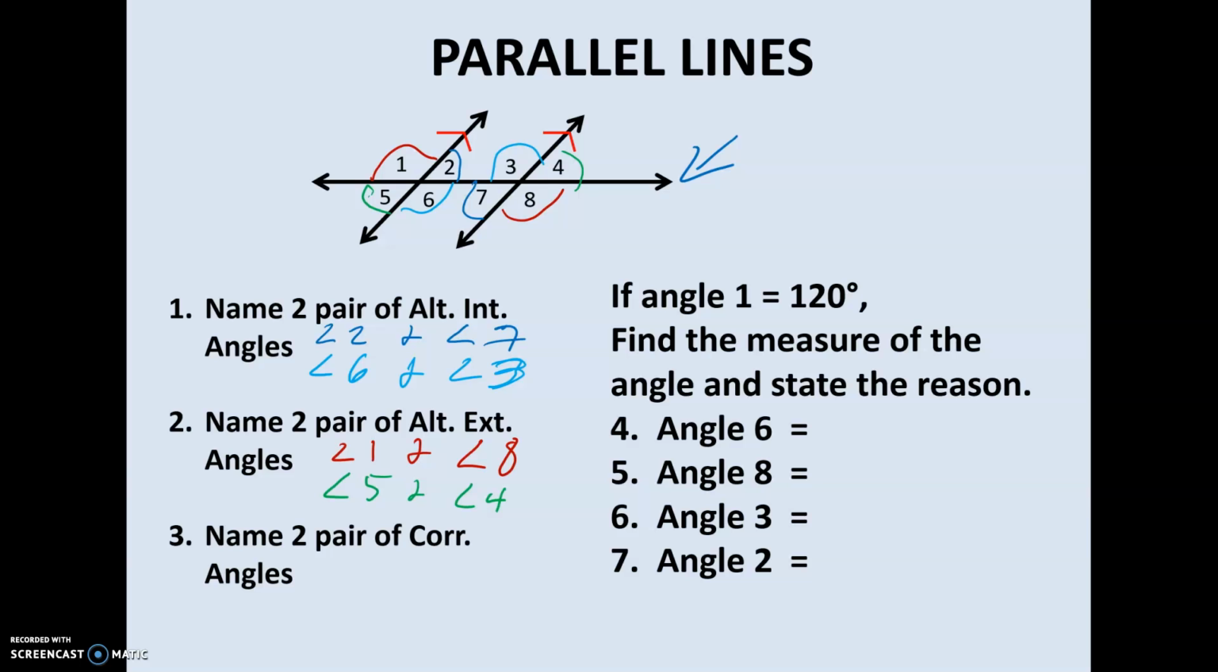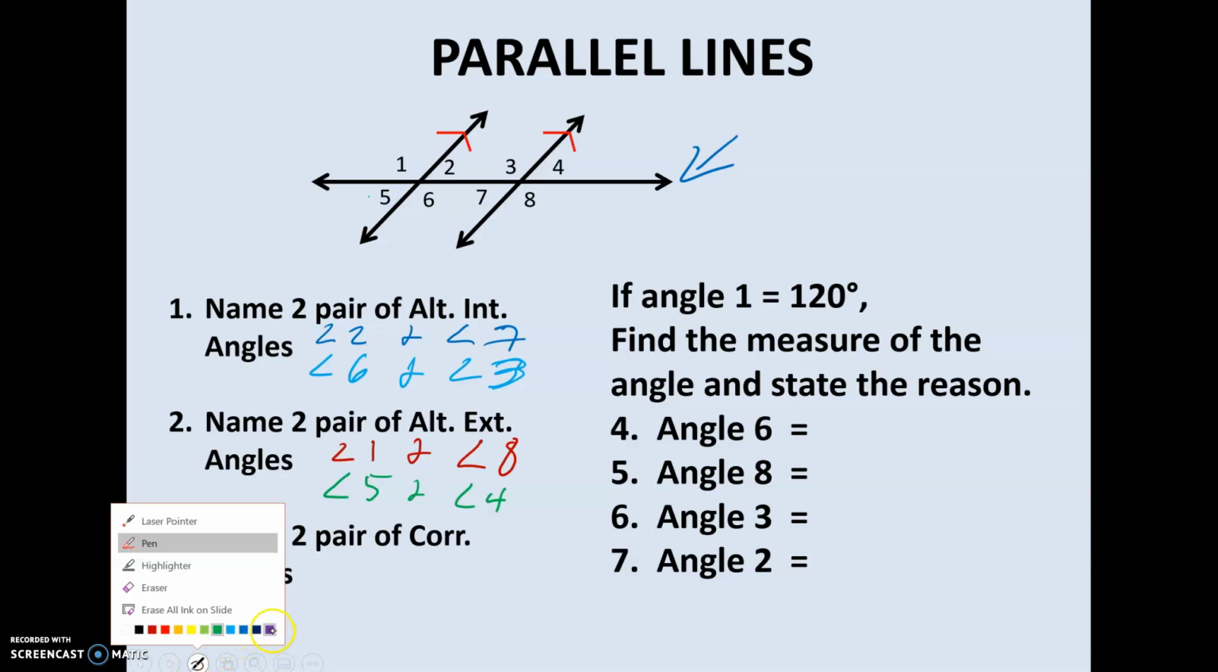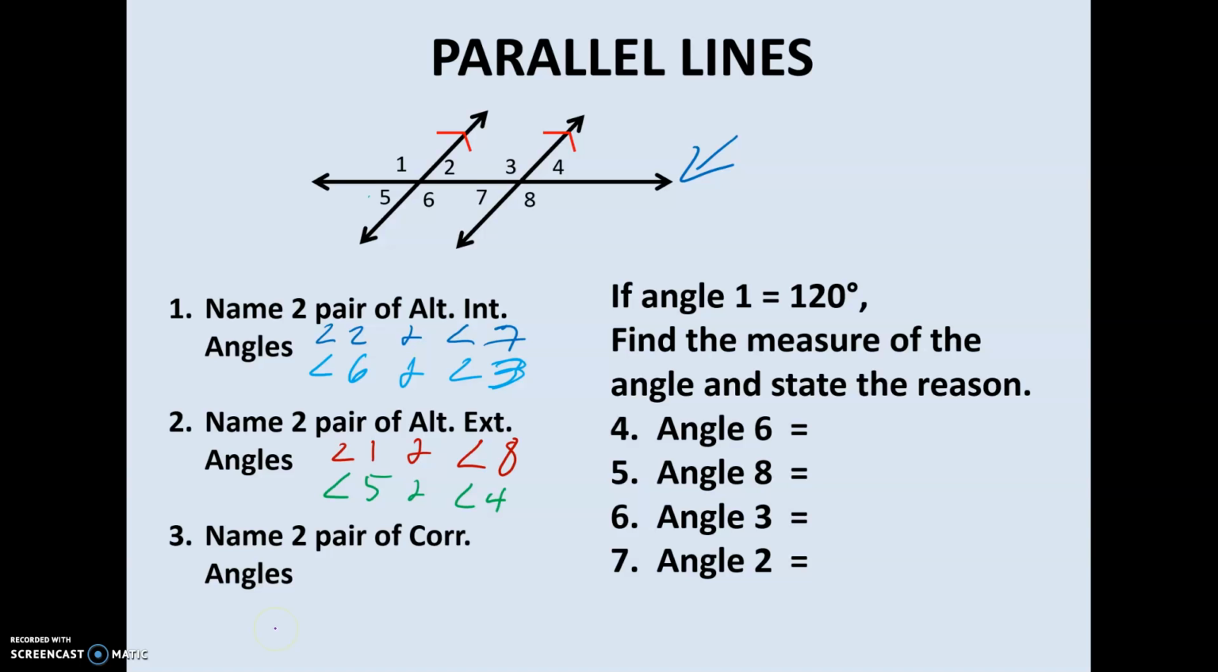Number 3, name a pair of corresponding angles. Let me clean up my map a little bit. Corresponding angles, remember, one is on the inside and one is on the outside, but they are on the same side of the transversal. We just want 2. So angle 6 and angle 8. One's on the inside, and this is on the outside.